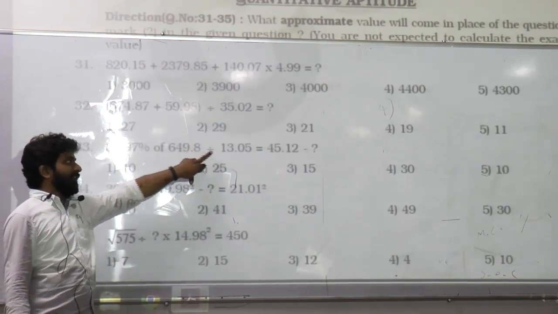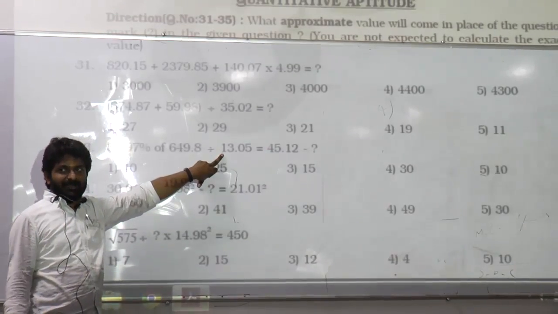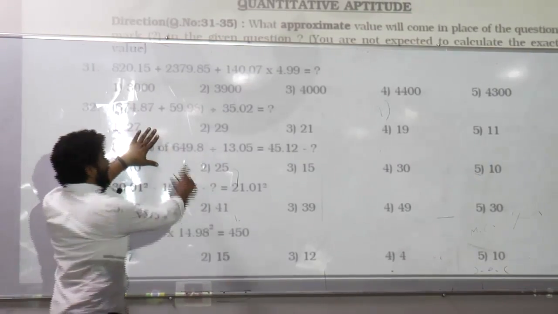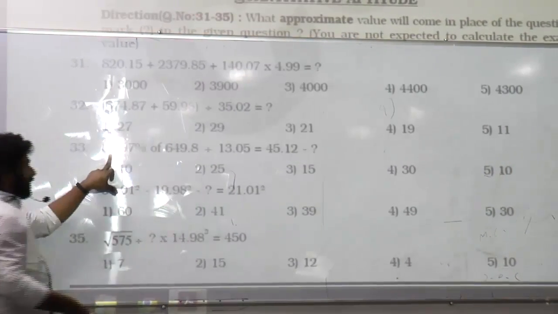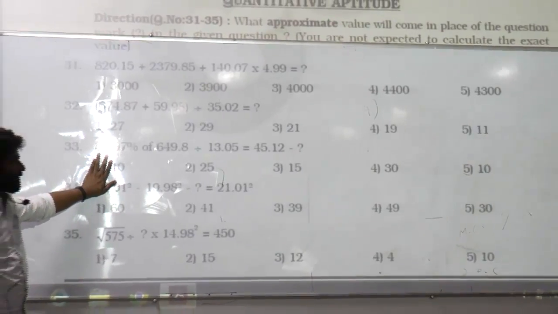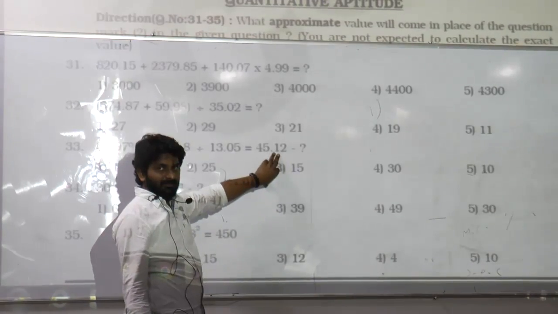40% of 650 divided by 13. 650 divided by 13: 13 5 times is 65, 13 50 times is 650. So this part is 50. And 40% of 50, or 50% of 40, is 20. 45 minus how much is 20? 25.